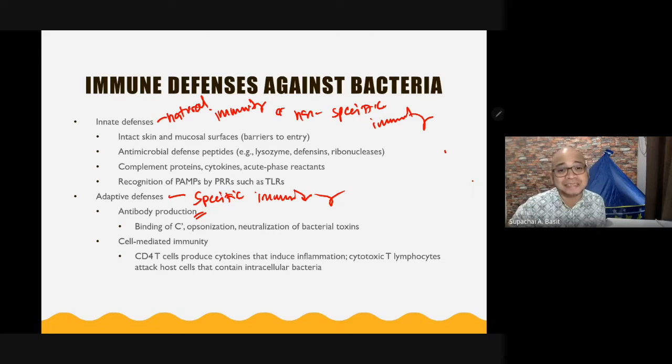of bacterial toxins. But when we say cell-mediated immunity, this would involve the CD4 or T helper cells, which produce cytokines that can induce inflammation, and then the cytotoxic T lymphocytes or CD8 cells can attack host cells that contain intracellular bacteria. So I hope you're still familiar with the perforin and granzyme system when our cytotoxic T cells attack bacteria with intracellular infection.